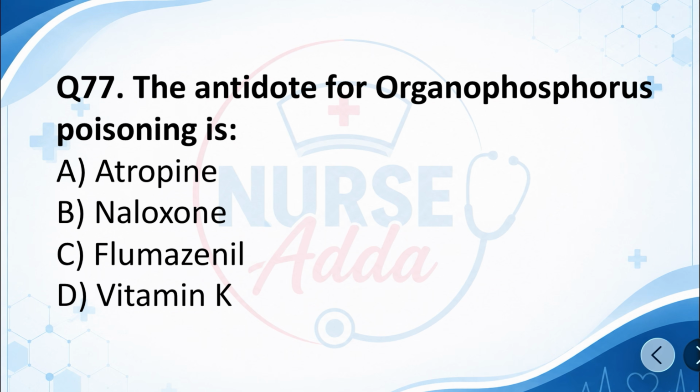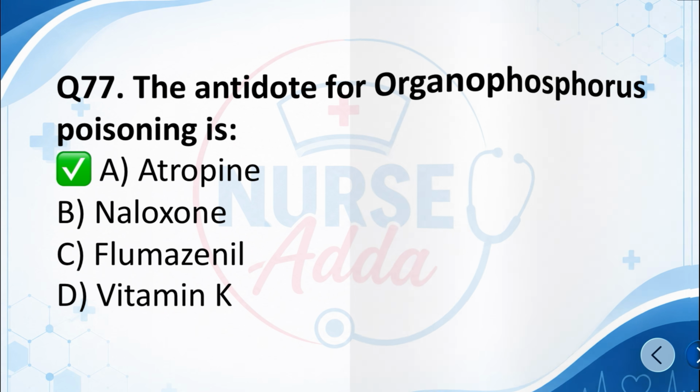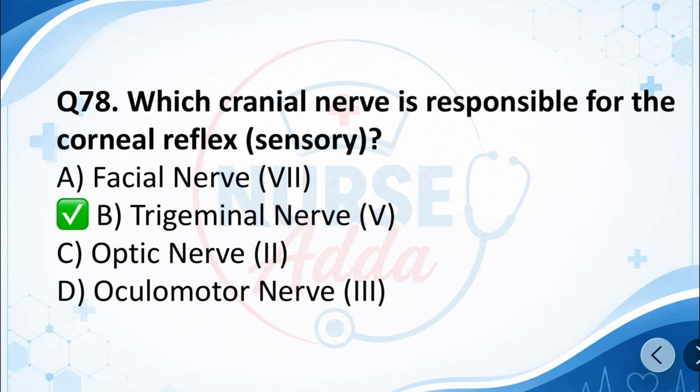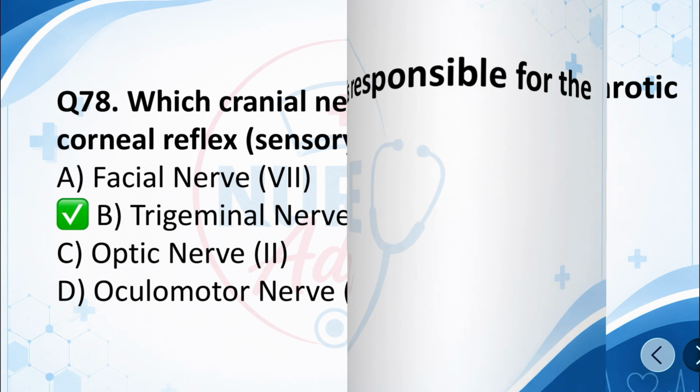Next question, the antidote for OPP poisoning is? The right answer is option A, atropine. Next question, which cranial nerve is responsible for the corneal reflex or sensory reflex? Right answer is option B, trigeminal nerve.